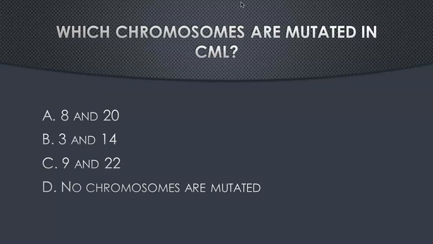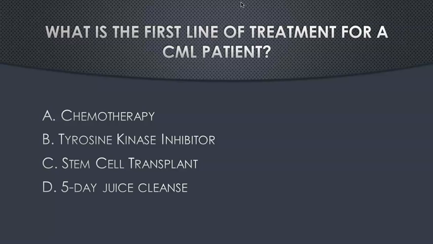So just a couple questions for everyone. Which chromosomes are mutated in CML? A, 8 and 20, B, 3 and 14, C, 9 and 22, or D, no chromosomes are mutated? And the answer is going to be C, chromosomes number 9 and 22 are the ones that are mutated in CML.